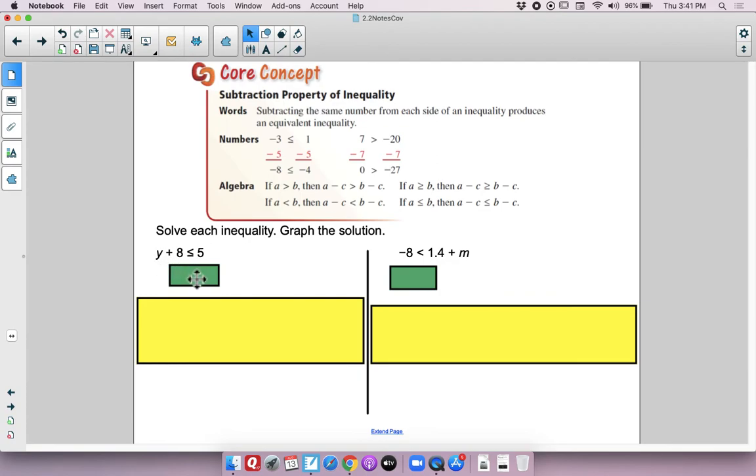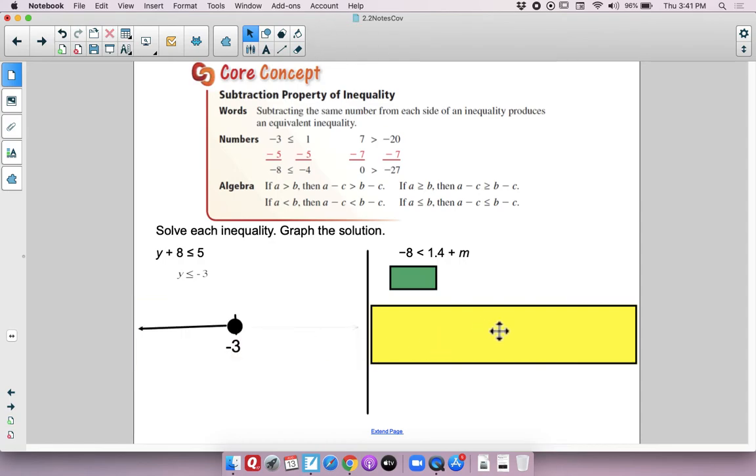So here, again, you can think of it as subtracting 8 or adding a negative 8 to both sides. So 5 and negative 8 is negative 3. We're graphing this. And it's totally fine to graph like this. I don't really care if you put other numbers on there. I know that by doing it this way, it means we're going there.